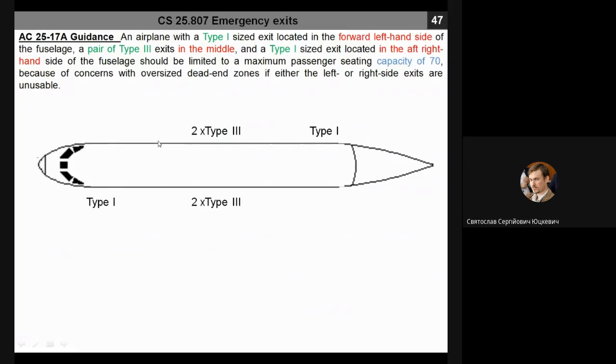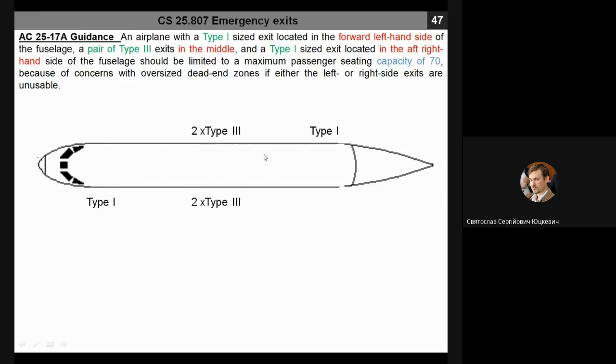Okay, so here we could discuss some examples of realizing such approaches. There are requirements, and there is some exception from these requirements. And here, as an example, you could see an airplane with asymmetry in the different types of aircraft exit door allocation. So we have on the left side type 1, then double type 3 in the mid part of the airplane, and type 1 in the aft part of the airplane.